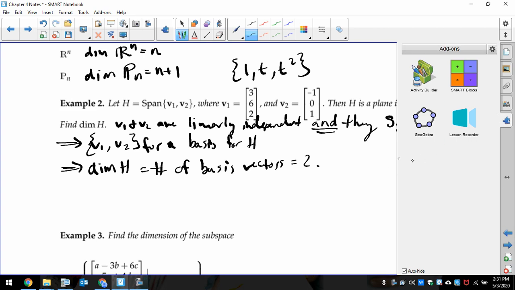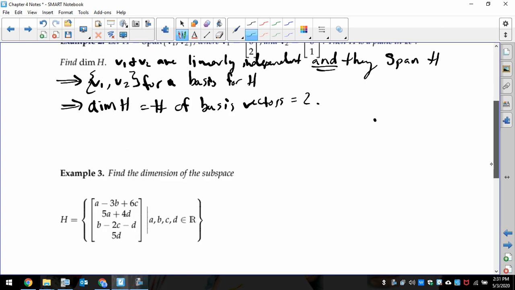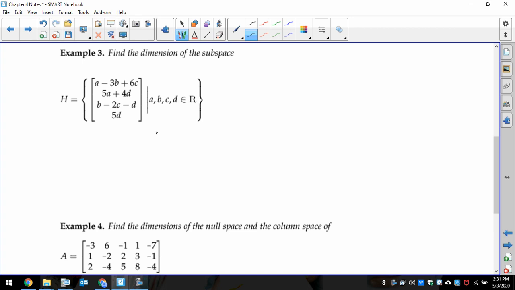Oops. Uh-oh. Okay, there we go. Find the dimension of this subspace. So how do we want to do this? Let's write it like this. Let's write all the coefficients of A in a column. So that's 1, 5, 0, 0. Let's write all the coefficients of B in a column.